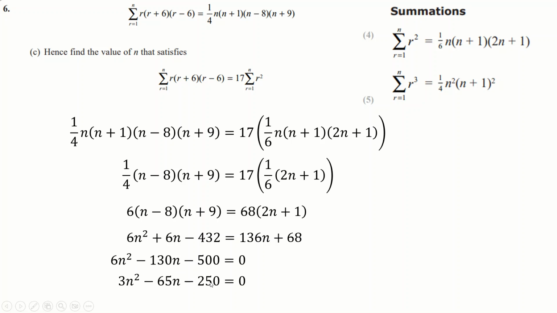Divide everything by 2, of course, and then can you factorize this? Yeah, you can. I mean, you can, but the question is, can you do it? I can. I spotted this fairly quickly, and we'll get the answer of n is 25. Minus 3/10, of course, is not an answer that we care about. We just have this one here.